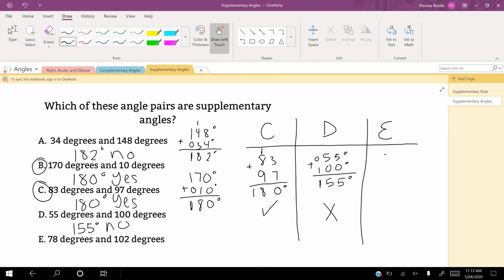So our last one is 78 degrees and 102 degrees. So 8 plus 2 is going to give us 10. 7 plus 0 is 7, plus that 1 we carried over, 8, and 0 plus 1 is 1. So that is 180, so it does check out. So it is, yes, it is supplementary. So we see that B, C, and E are our 3 supplementary angles out of the angle pairs we were given.